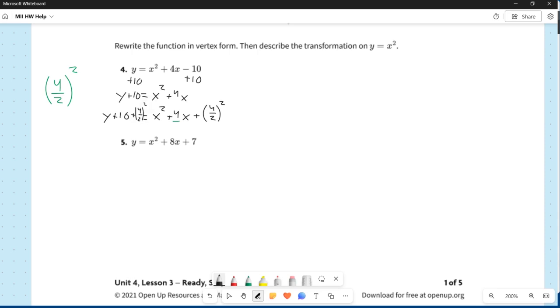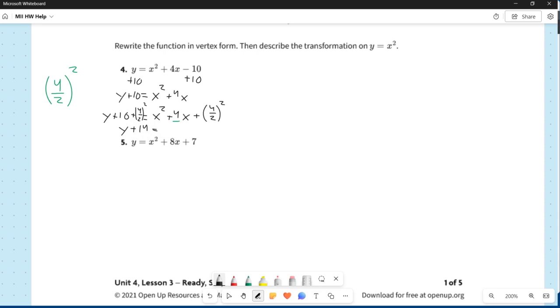All right, so let's clean this up a little bit. On the left, we have y plus 10 plus 4 halves squared. Well, 4 halves is 2, and 2 squared is 4. So on the left, we have y plus 10 plus 4, which means we have y plus 14.